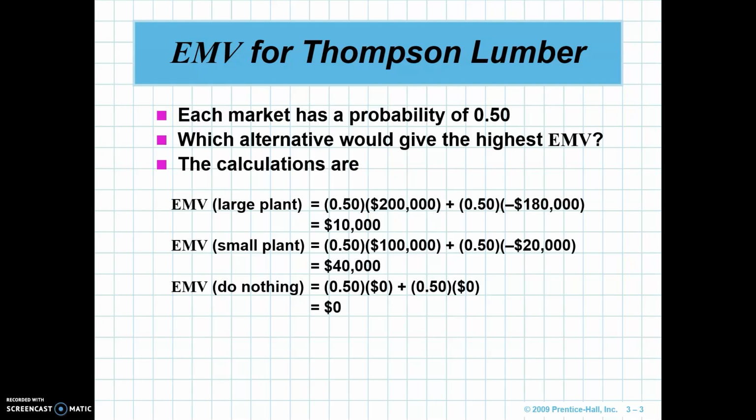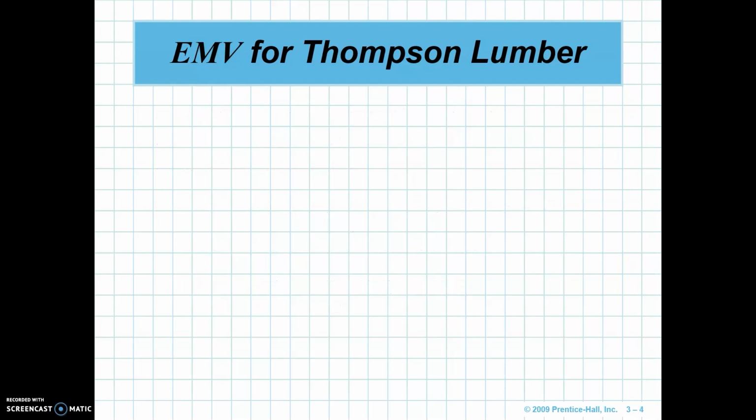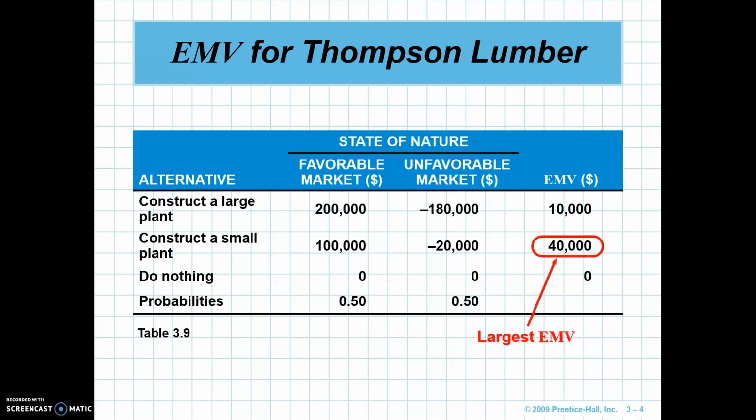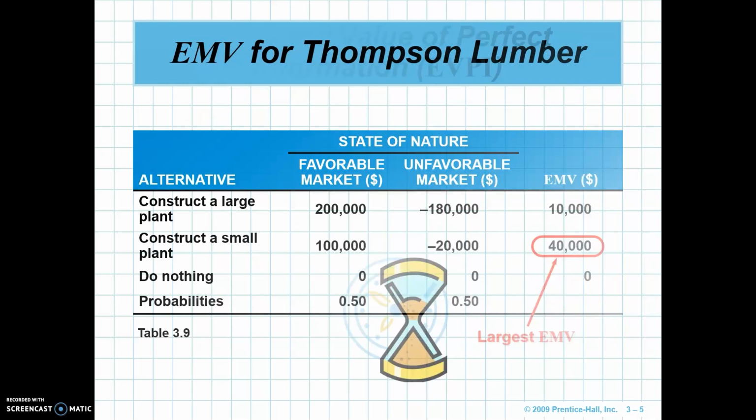So the expected monetary value in small plant is more than the expected monetary value in large plant. So this is the answer of the largest EMV, right? The largest EMV is for constructing a small plant, right?